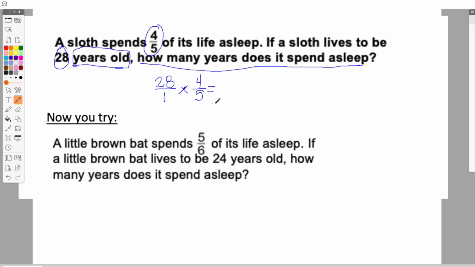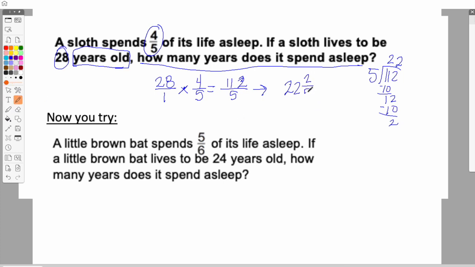So 8 times 4 is 32. I'm going to carry my 3, I should say. 4 times 2 is 8, plus 3 is 11, so 112 over 5. Now we're going to simplify that one step further. 112 divided by 5. I say it goes into it twice, 12 left over. I think 5 goes into 12 twice again, this time with 2 left over. So my final answer is 22 and 2/5.